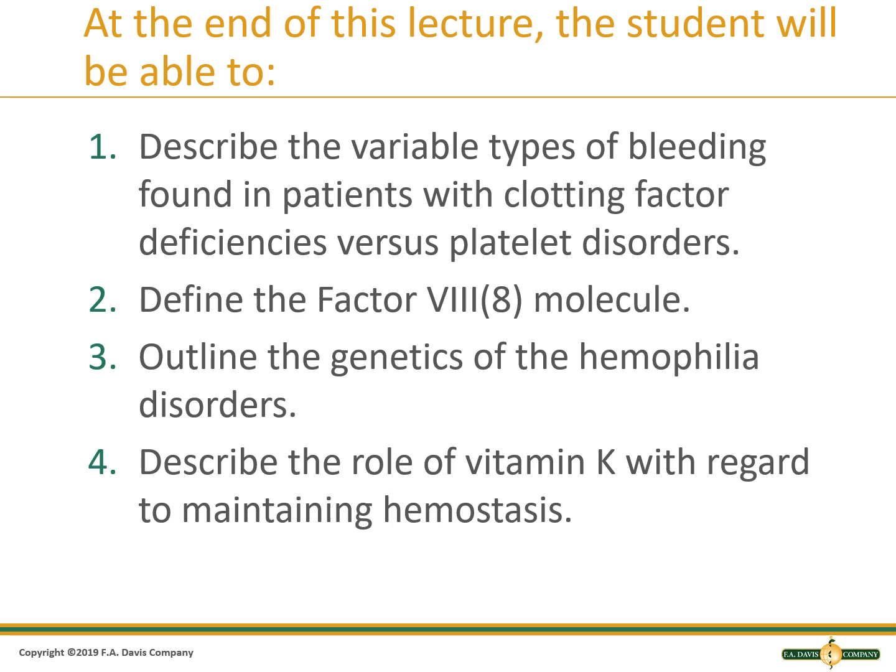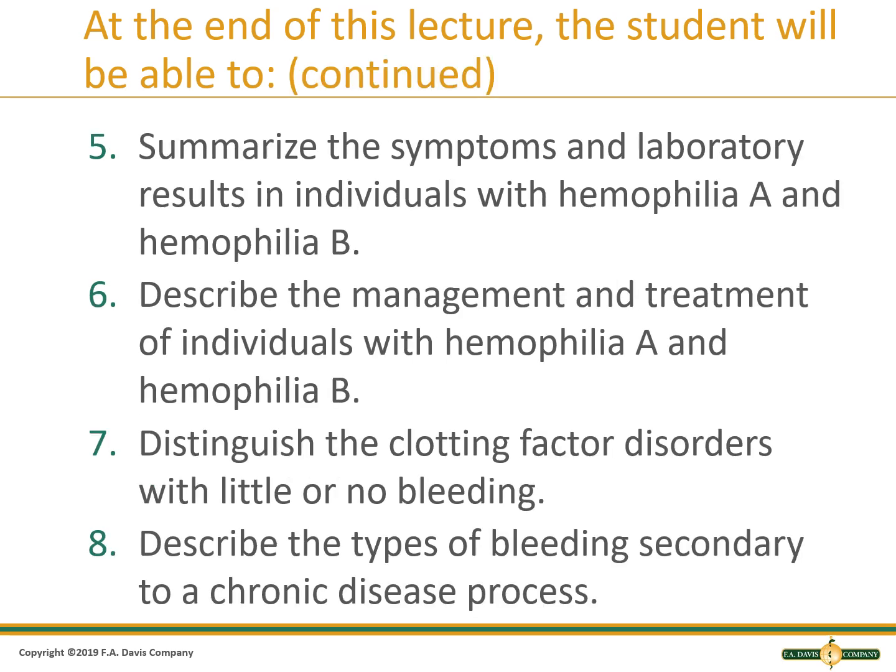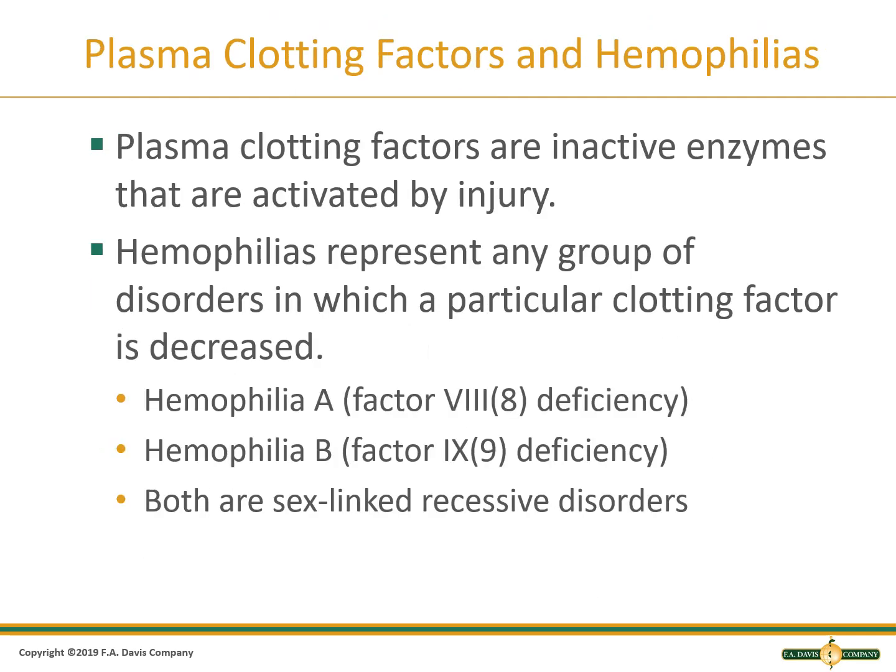describe the role of vitamin K with regard to maintaining hemostasis, summarize the symptoms and laboratory results in individuals with hemophilia A and hemophilia B, describe the management and treatment of individuals with hemophilia A and hemophilia B, distinguish the clotting factor disorders with little or no bleeding, and lastly, describe the types of bleeding secondary to a chronic disease process. Plasma clotting factors are inactive enzymes that are activated by an injury.